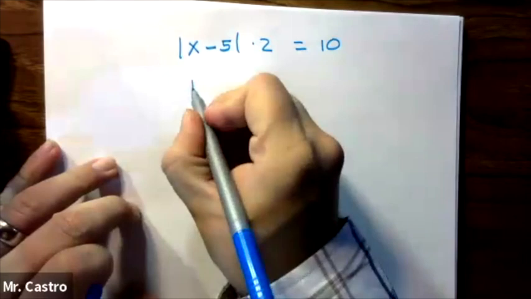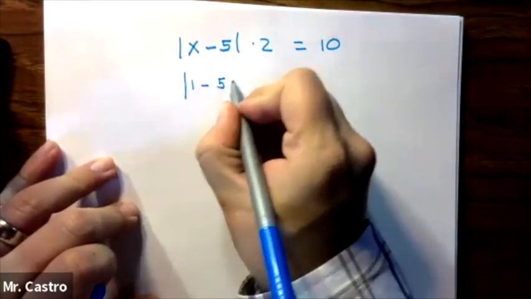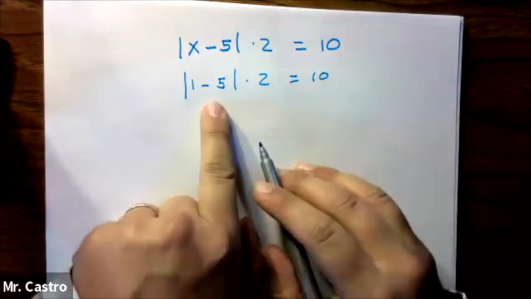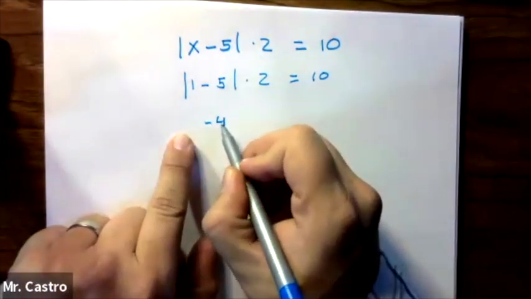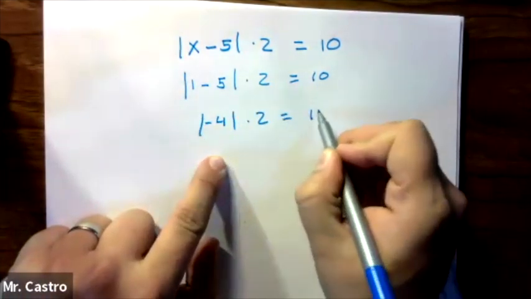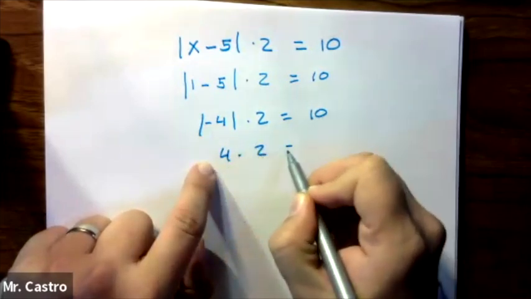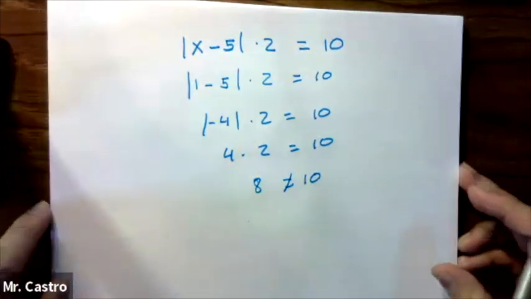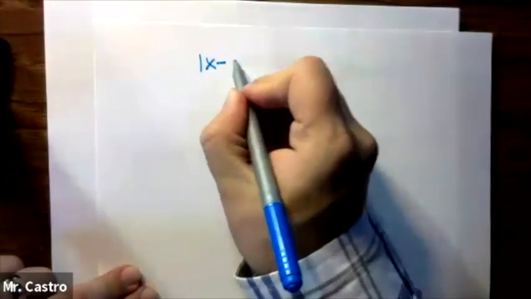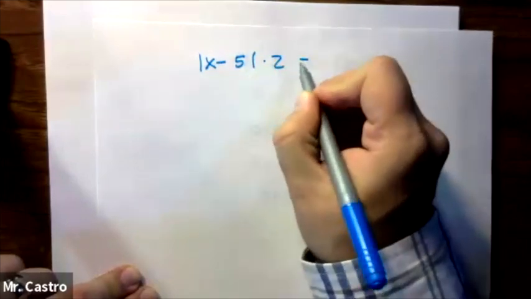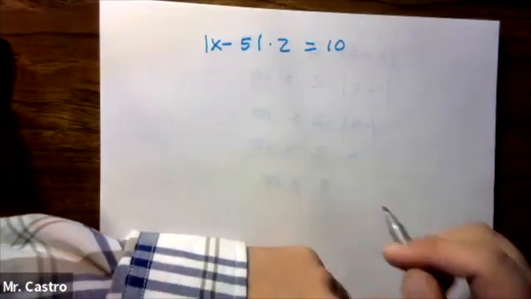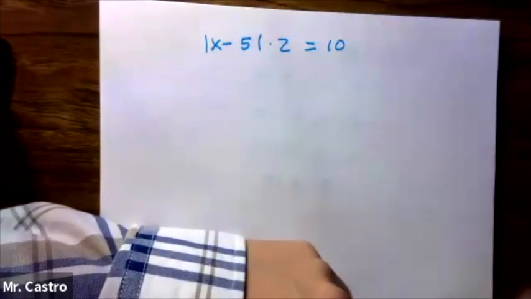Let's try 1. 1 minus 5, times 2. See if that's equal to 10. 1 minus 5 is negative 4. The absolute value of negative 4 is 4. That's not going to work because that's going to be 8. Okay. The absolute value of x minus 5 times 2 is equal to 10. What could that be?